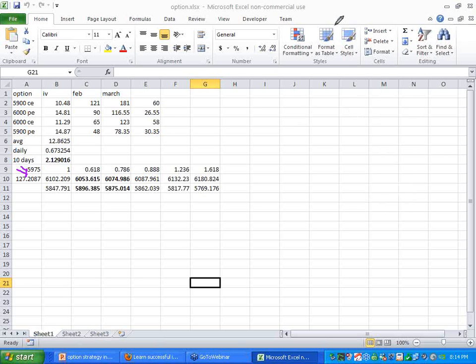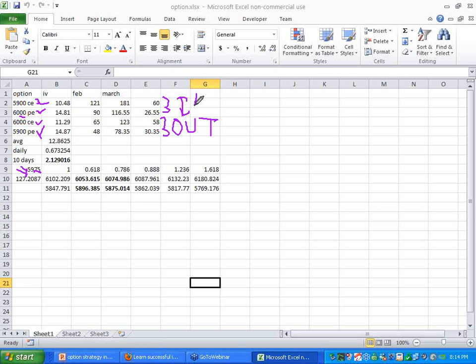So here, 2 in the money options, we have closed at 5975. So 5900 call option is an in the money option. 6000 put option is an in the money option. 6000 call and 5900 put, these two are the out of money options. And the previous two, which is 5900 call and 6000 put, are in the money options.